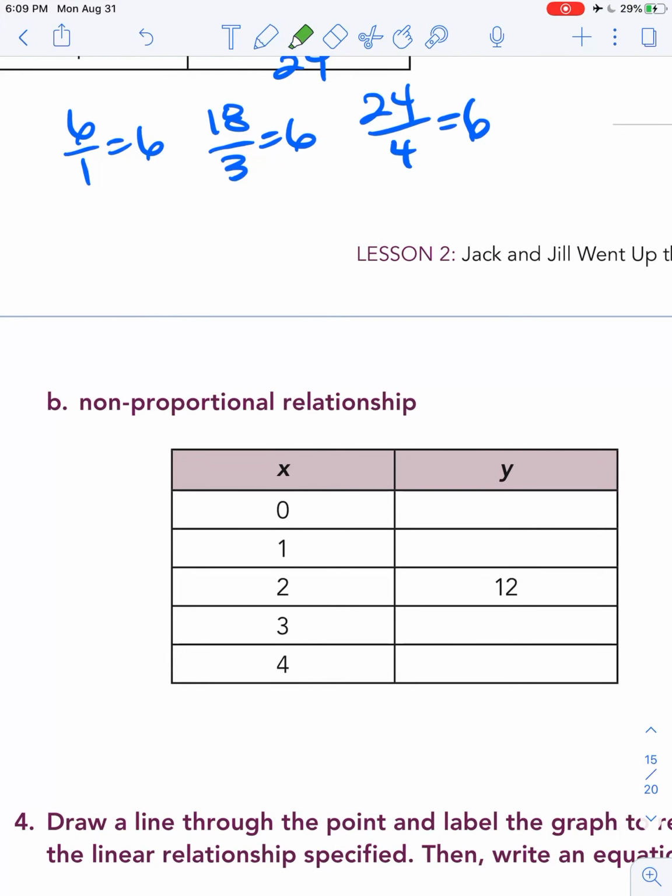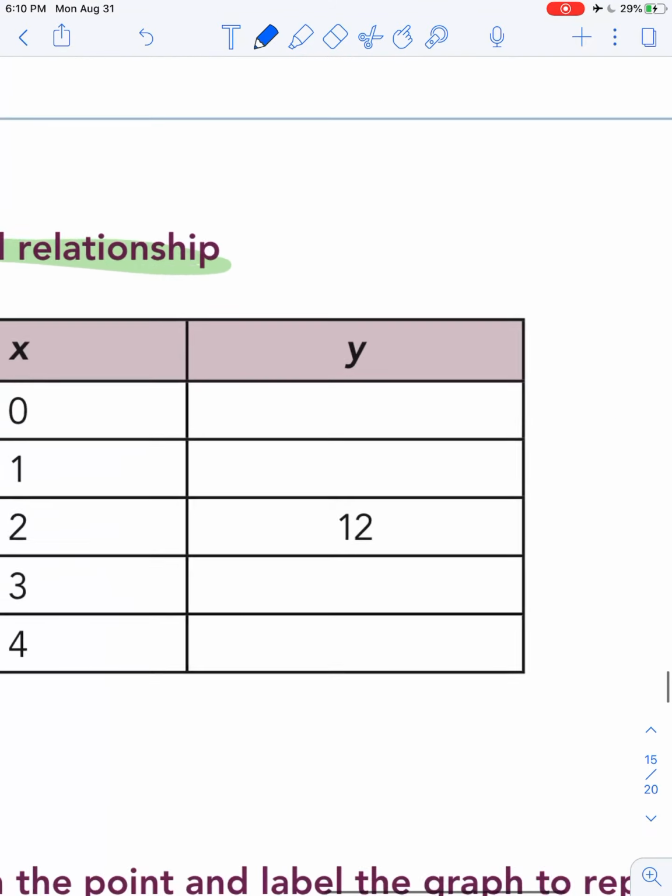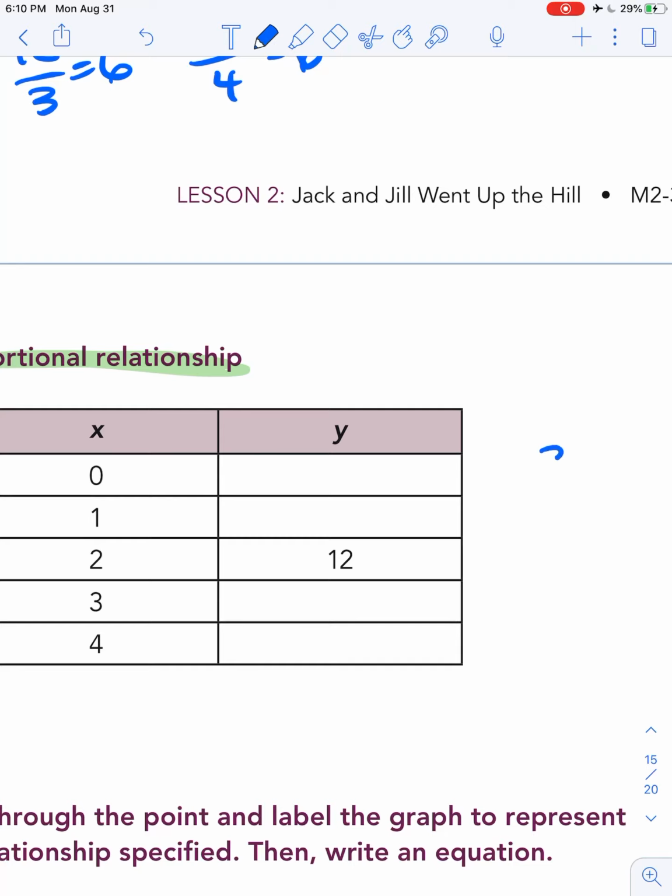Down here it says non-proportional. That means it can't be 6, because that would have gotten us 0, 0. It has to be another number. So I'm just going to pick a random number, and we're going to say the slope is 3. That means it goes up by 3. So 12 plus 3, 15 plus 3. If I go backwards, I have to subtract it. So that would get me 9, and that would get me 6. Is that right? Yes. So you could have picked anything for your slope.